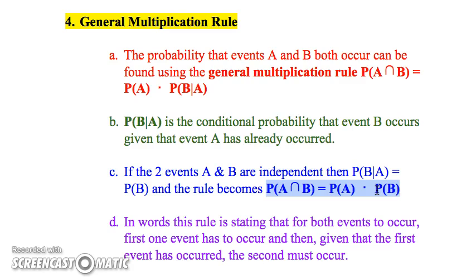So in the case of flipping coins, 0.5 times 0.5. In the case of pulling cards, if A is the first card's a heart and B is the second card's a heart, given that we've already pulled a heart, my probability of pulling another one changes. It goes down: I'd have 13 over 52 times 12 out of 51. So in that case, those two events are not independent.